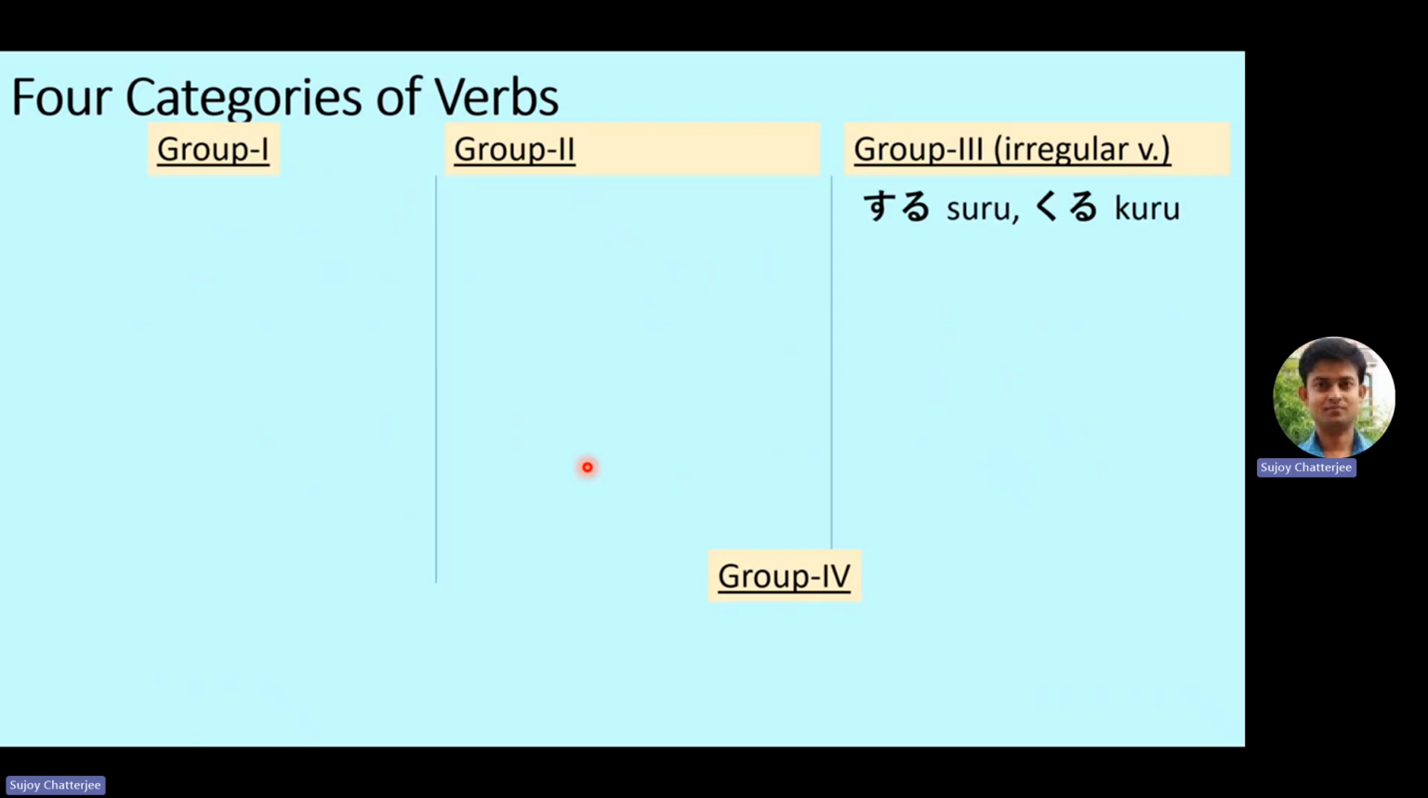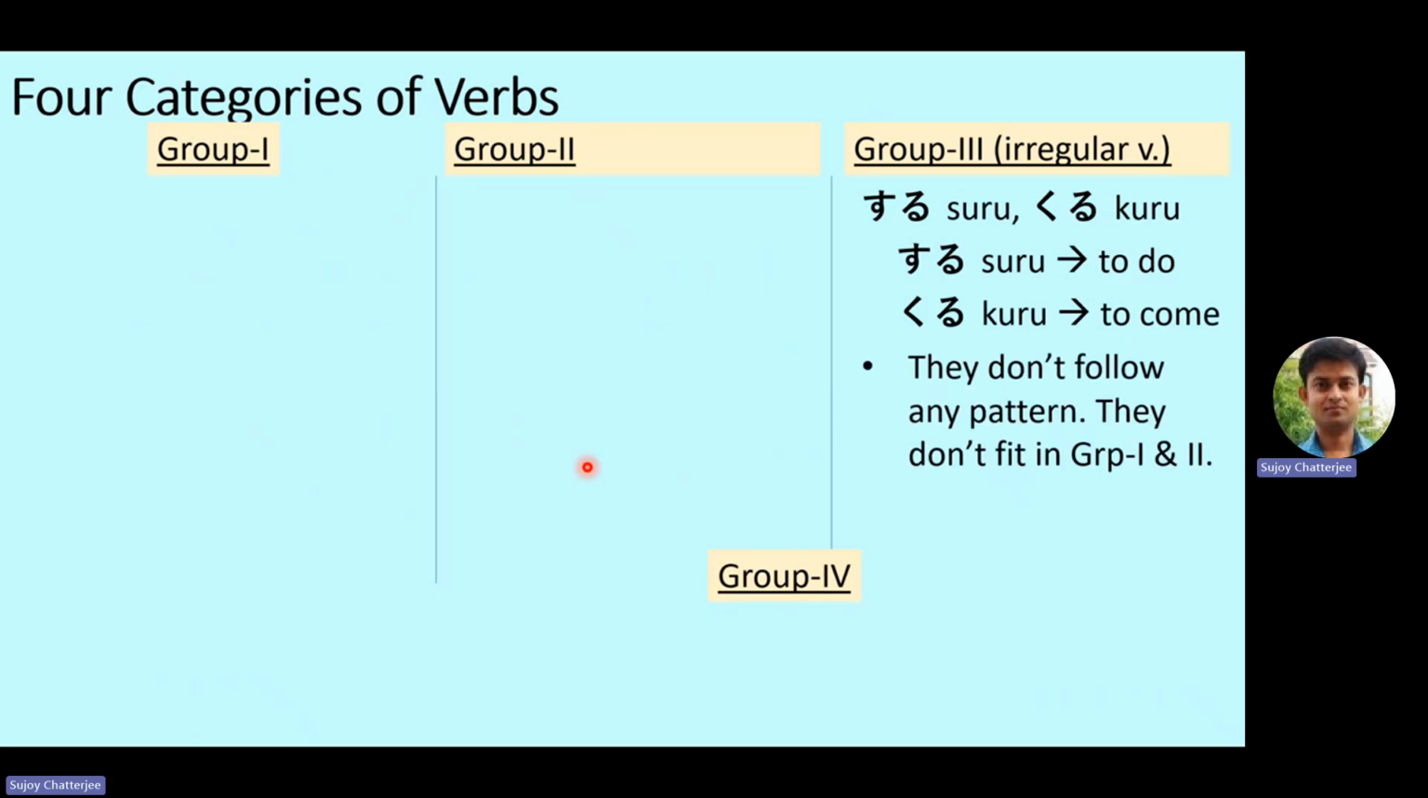Group 3 verbs: there are just 2 verbs in group 3, suru and kuru, and these are called irregular verbs. Suru means to do, kuru means to come. Suru is the same as shimas in the mas form, and kuru is the same as kimas or kimashita in the mas form. They do not follow any pattern. They don't fit in group 1 and group 2. That's why they are called irregular verbs, and they are part of group 3.